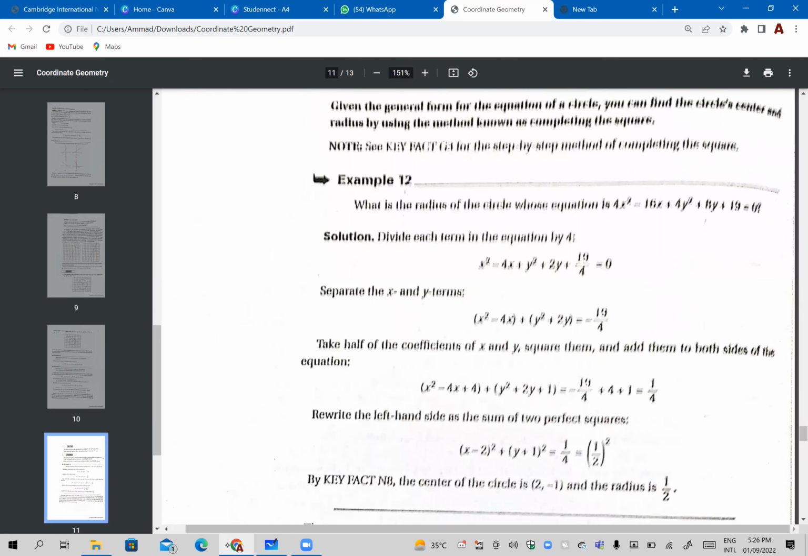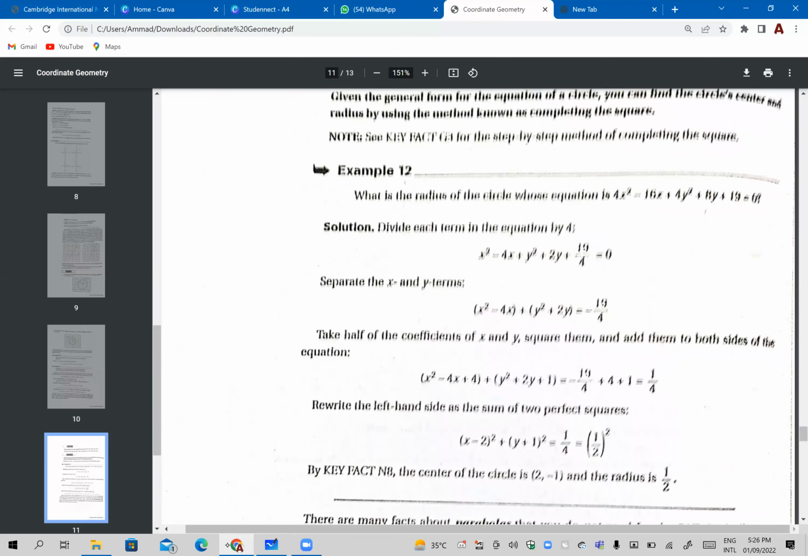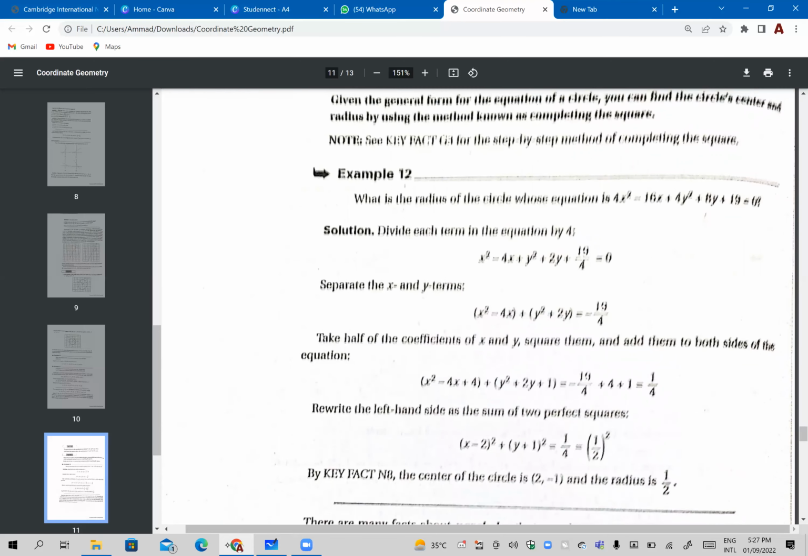Okay, another part: what is the radius of the circle whose equation is given? If you're given the circle's equation, how can you figure out the radius? You'll have to go for the completing square method in this case. Look at this question. 4x square minus 16x plus 4y square plus 8y plus 19 is equal to, what is this? 68, I think. Guys, can you understand this?